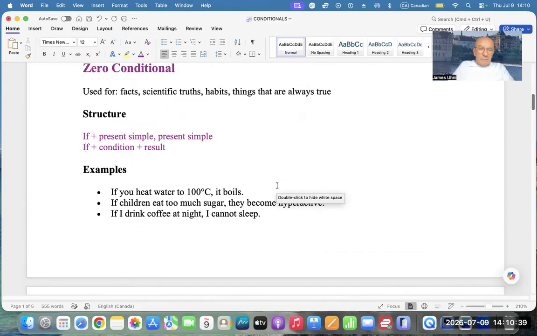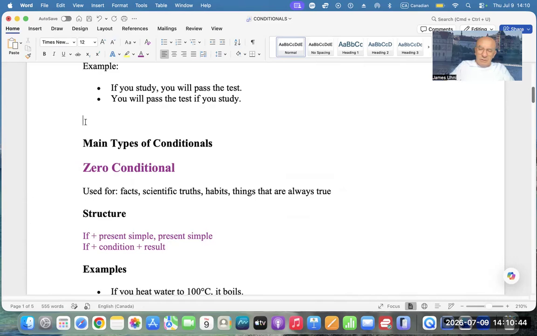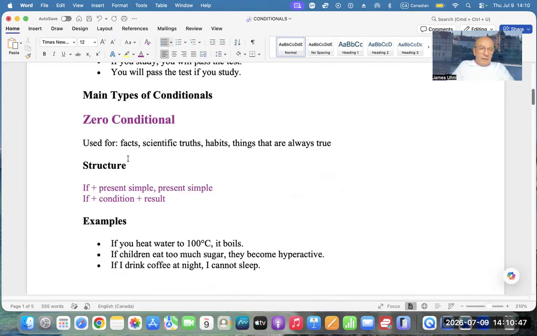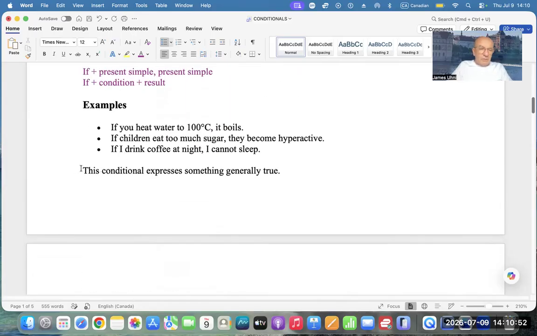Okay, what I will do is, to make sure I want the zero conditionals to be all together. And it stands in purple color. This conditional expresses something generally true. If you heat water to 100 degrees Celsius, comma, it boils. That is all present simple tense.